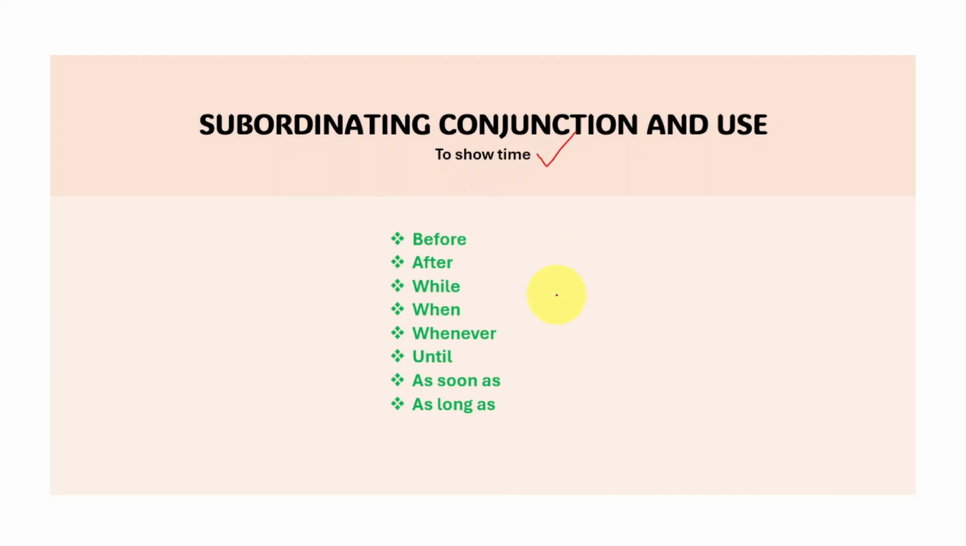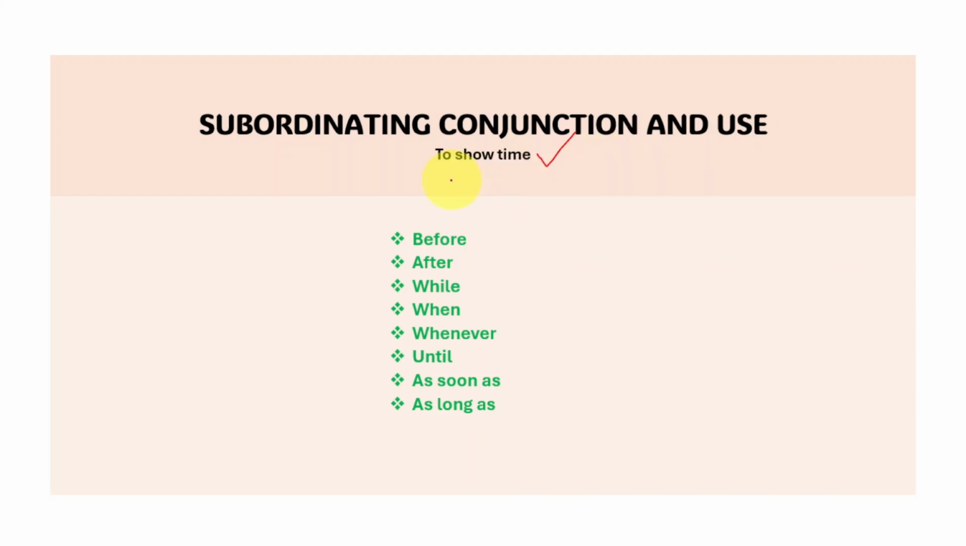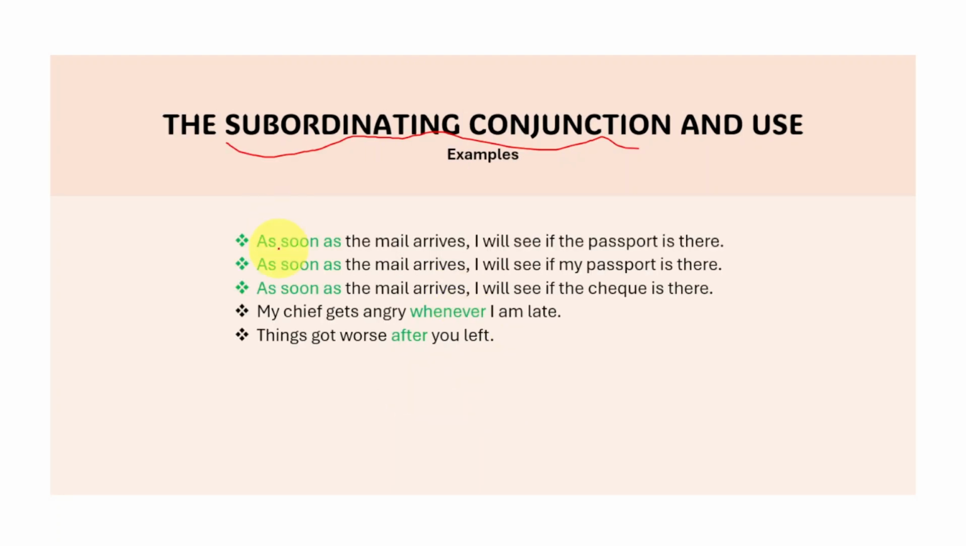Remember when I gave you those examples. We come here. As soon as the mail arrives, I will see if my passport is there. So in this case, we're focusing on this. If you go back, this one, we're dealing with the time. That's why I say as soon as the mail arrives, I will see if the passport is there. As soon as the mail arrives, I will see if the check is there.